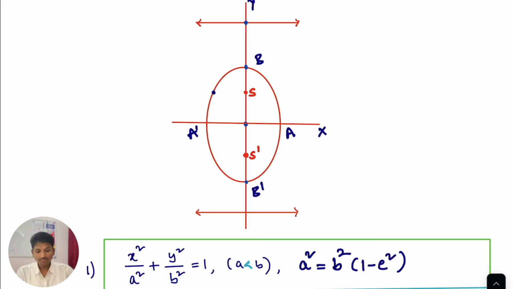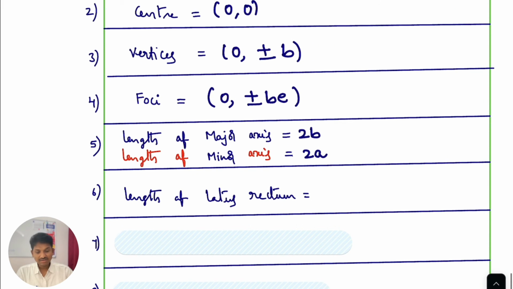Next one, length of latus rectum. What is latus rectum? See, latus rectum is a line segment whose endpoints lies on the ellipse, passes through focus and perpendicular to major axis. See, this one is there. This is latus rectum. Length of latus rectum formula is last one in standard form of ellipse. 2b square by a. Here length of latus rectum is 2a square divided by b.